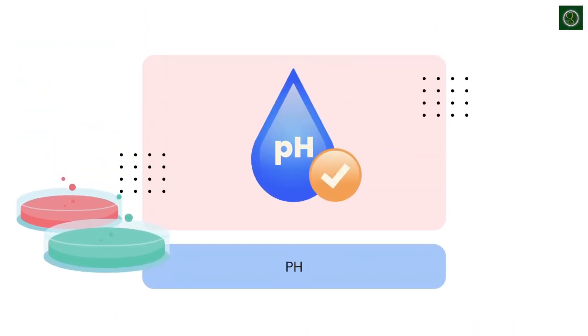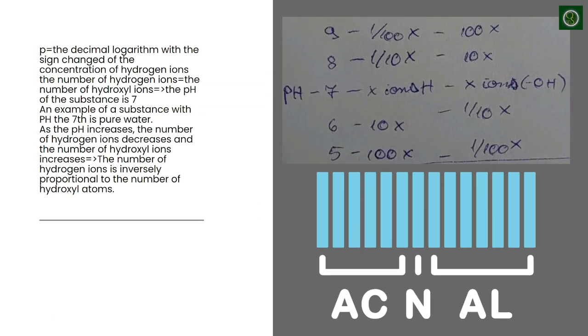Acidity is measured by means of pH. This is the decimal logarithm with a sign change of the concentration of hydrogen ions. When the number of hydrogen ions is equal to the number of hydroxyl ions, it follows that the pH of a substance is 7. An example of a substance with pH of 7 is pure water.